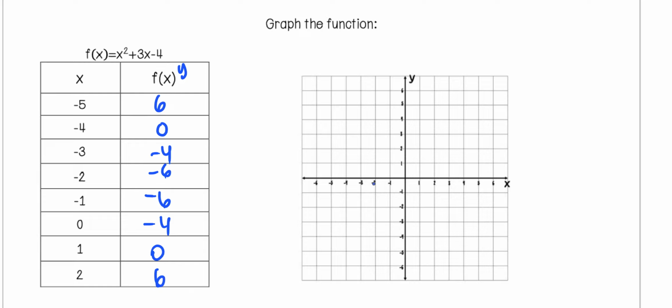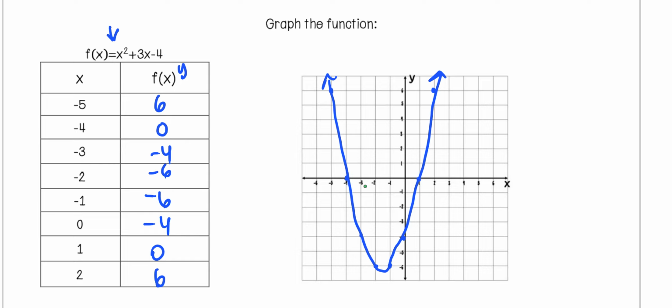So when we put this on the graph, we have -5, 6, and then -4, 0. We've got -3, -4, -2, -6, -1, -6, 0, -4, 1, 0, and 2, 6. When we connect all these all the way through, we end up getting a parabola, that U-shaped graph that goes on forever. Because our leading coefficient was positive here, our parabola is facing upward.